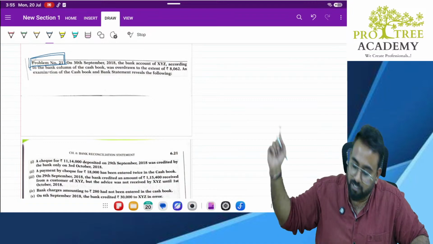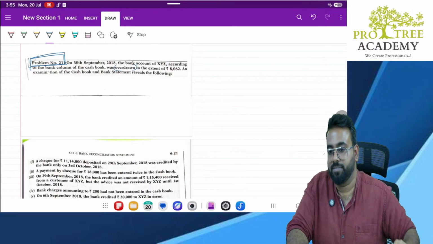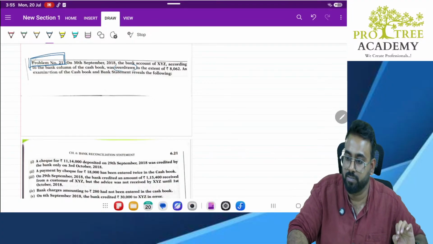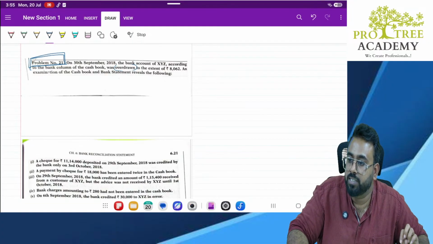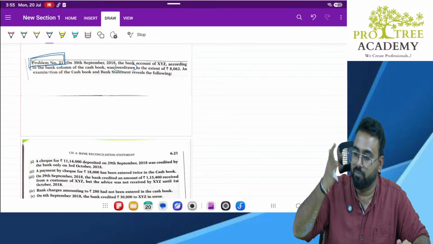Now careful. 21 is an overdrawn. Overdrawn is nothing but overdraft. Nothing but negative balance. Clear? Yes? Okay. So tomorrow you bring that as well. We'll solve these things and we'll solve that and we'll wind up.